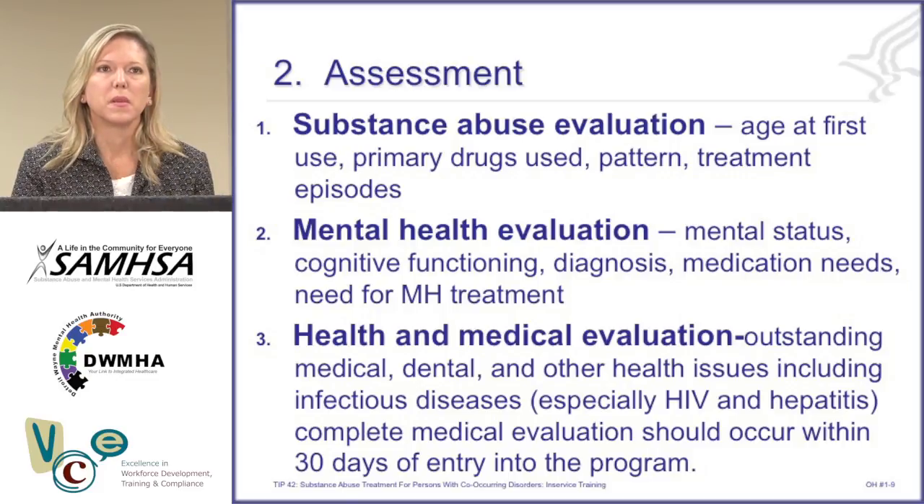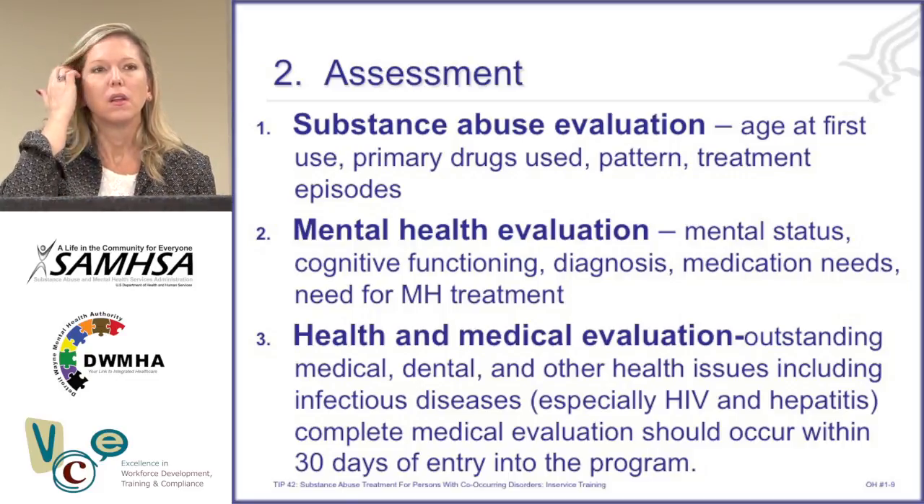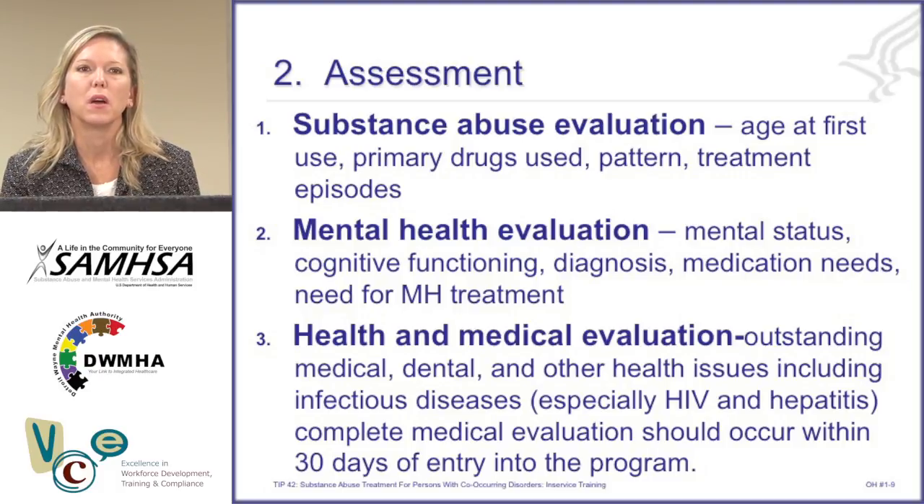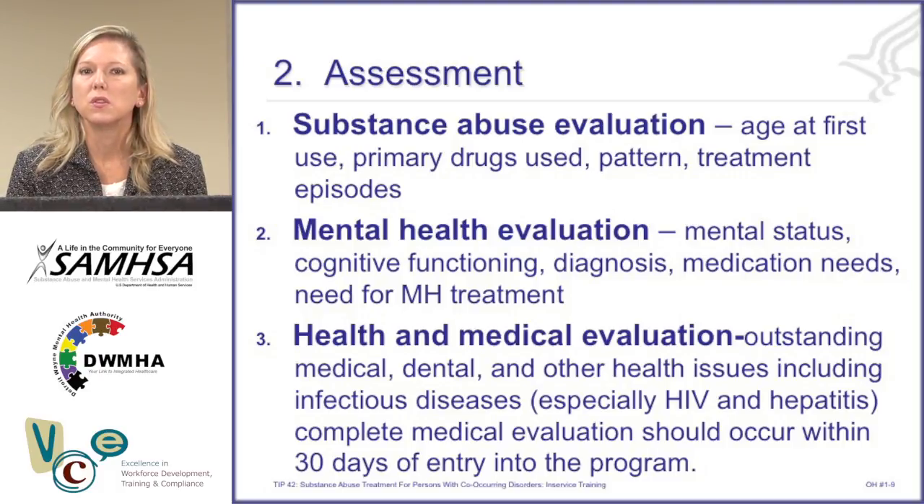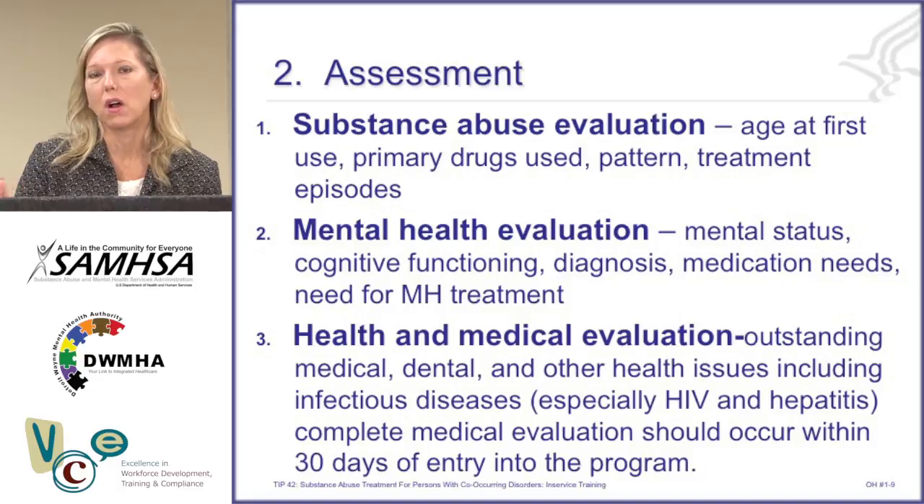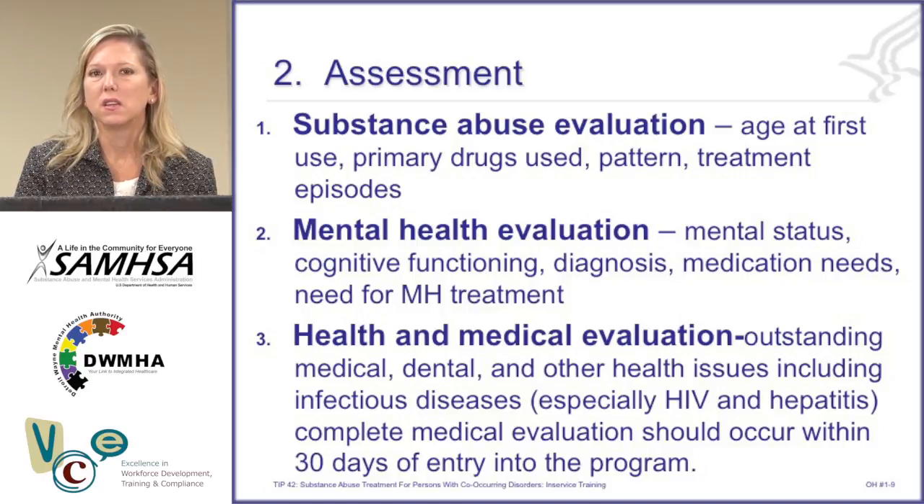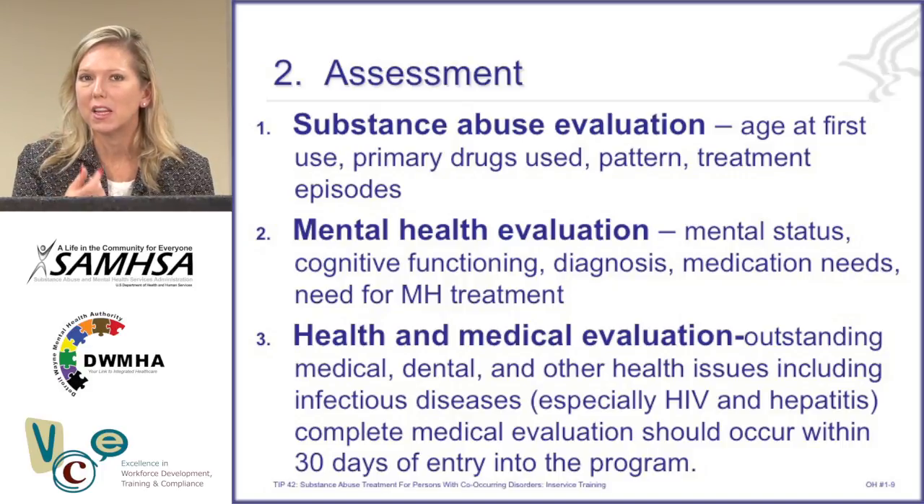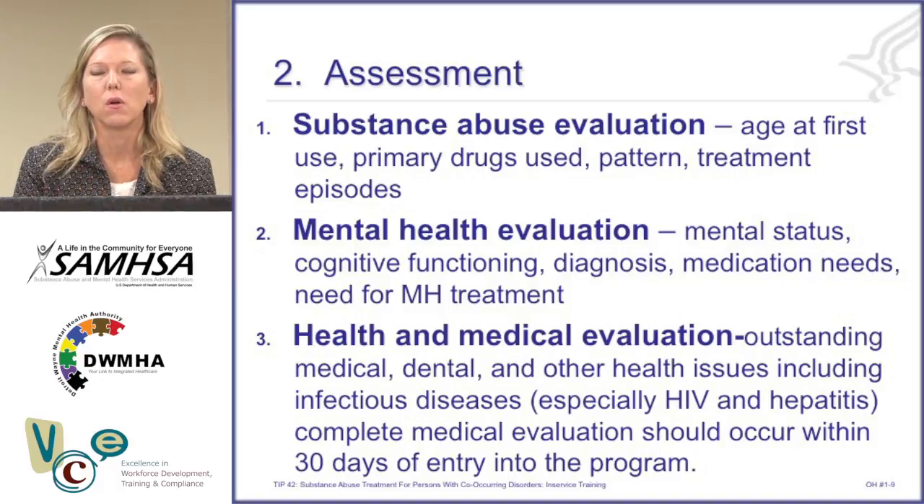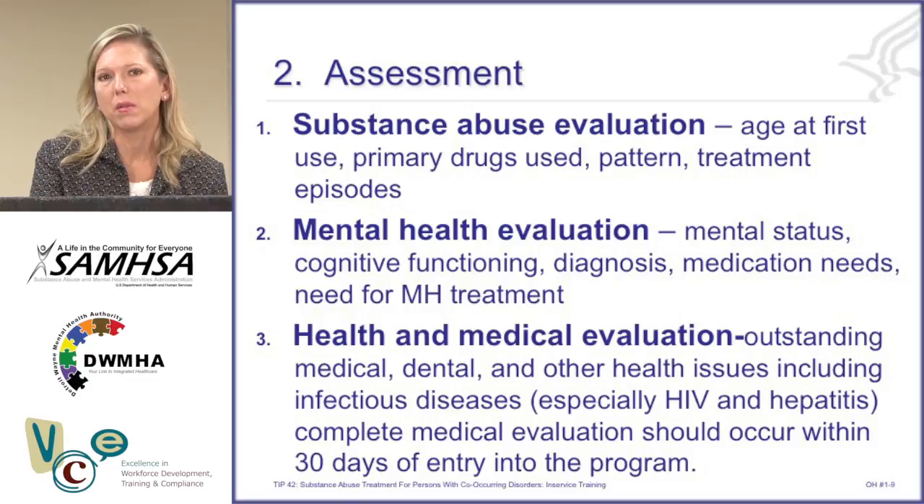So let's talk about assessment. The assessment process for individuals who have co-occurring disorder would include a substance use evaluation, age at first use, and that would include age at first use of all substances the person has used, primary drugs used, pattern, treatment episodes, the mode of use. Is it intravenous use? Is the person taking pain medications? Are they inhaling or snorting substances? You'd document all of that, treatment episodes, and also the outcome of the treatment episodes.